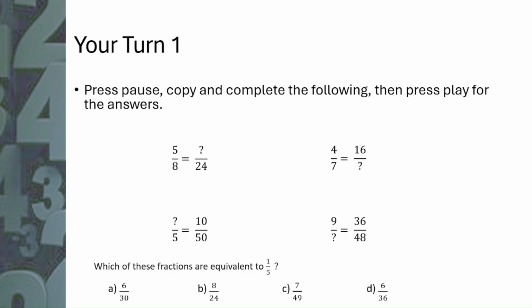Okay, hopefully you've given yourself plenty of time now to work on these questions. If you haven't, please remember it's not a race. You can take as much time as you like. Press pause again. Okay, let's just take a look at this together now.